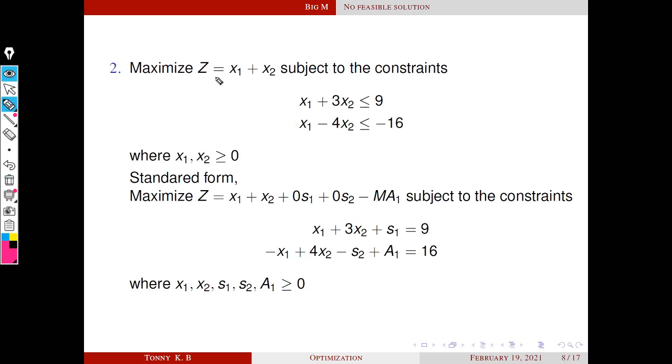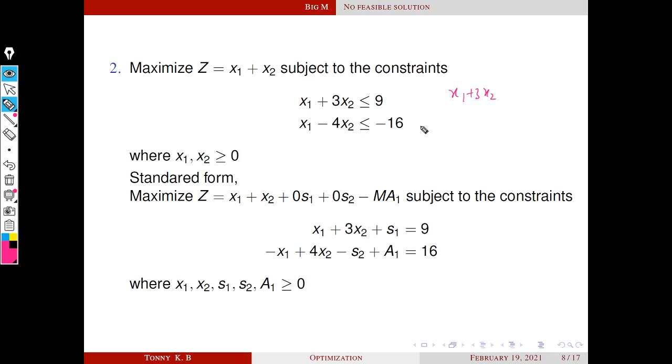The next example, maximize Z is equal to x1 plus x2 subject to the constraints x1 plus 3x2 less than or equal to 9 and this one. And what about its standard form? We know that in standard form right hand side should be positive. Okay, in standard form, right hand side should be positive. So the constraints are like this: x1 plus 3x2 plus s1 equal to 9, because this is a less than or equal to type. So we can introduce a slack variable. This is a slack variable.